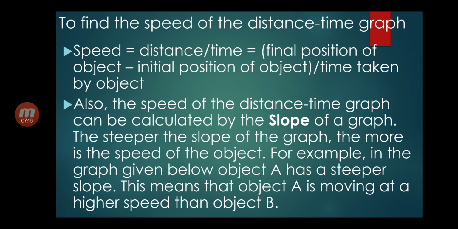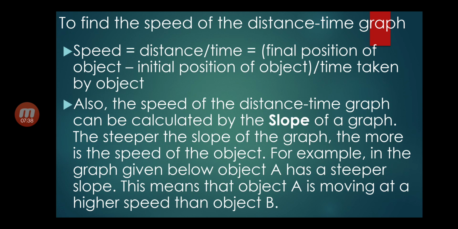To find the speed from the distance time graph, speed is equal to distance upon time, which is equal to the final position of the object minus the initial position of the object, upon the time taken by the object. Also, the speed from the distance time graph can be calculated by the slope of the graph.